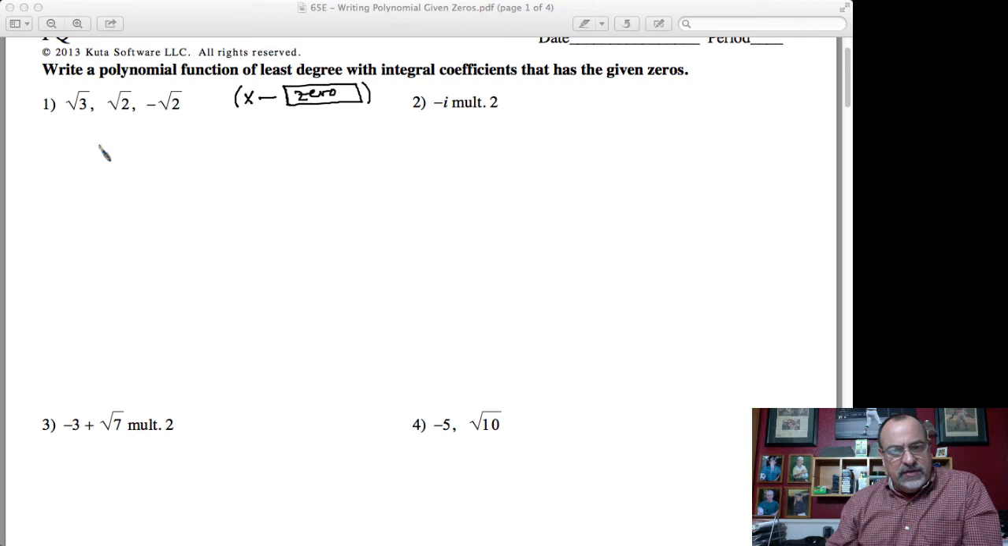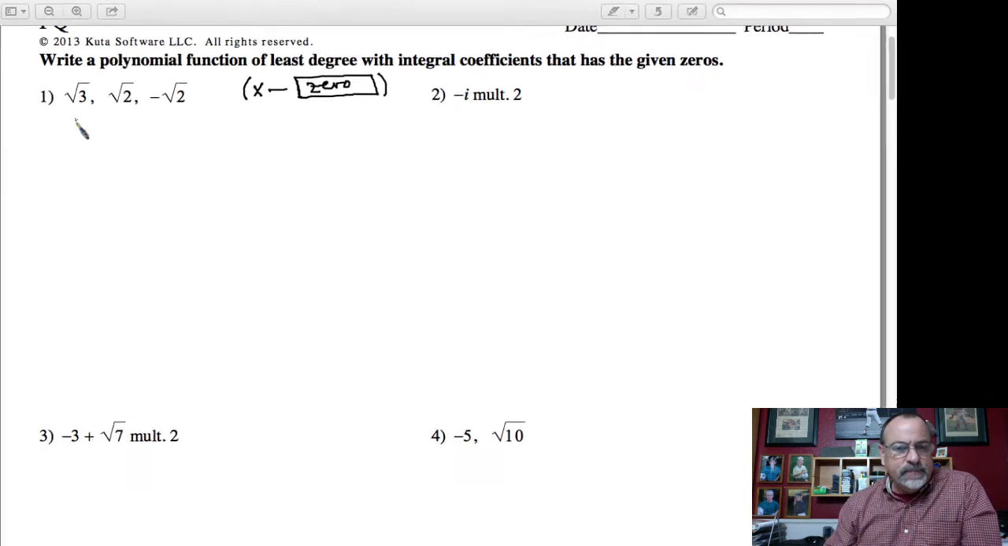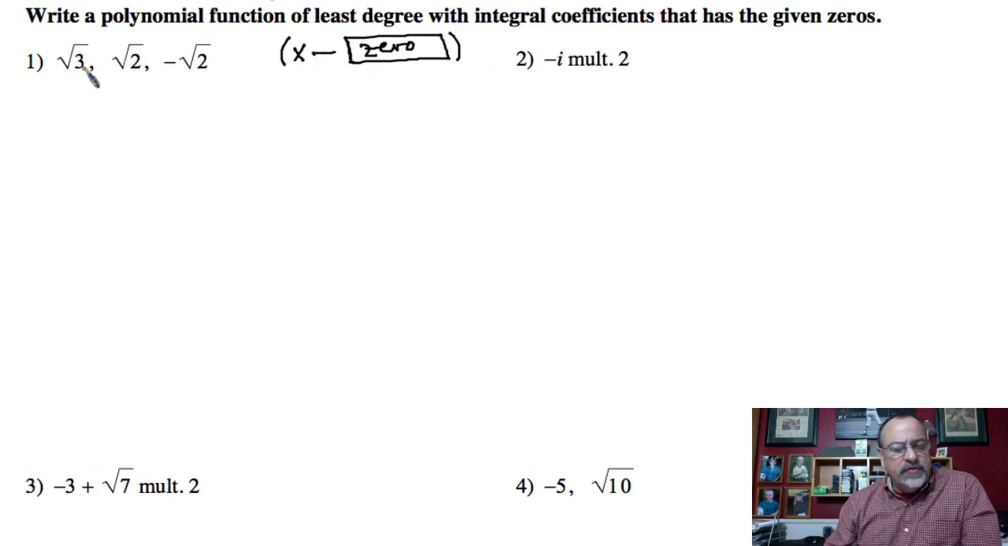So let's go ahead and tackle this first one here. Now, they give me the square root of 3 as a zero, the square root of 2, and negative square root of 2. I notice that these two are conjugates, so those are taken care of. But the square root of 3, I have to remember that if the square root of 3 is a zero, so is negative square root of 3. So this is a case where I have to remember that for myself.